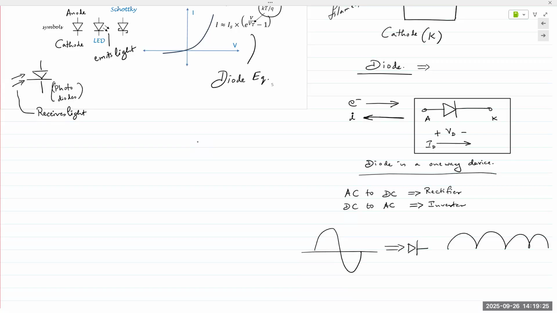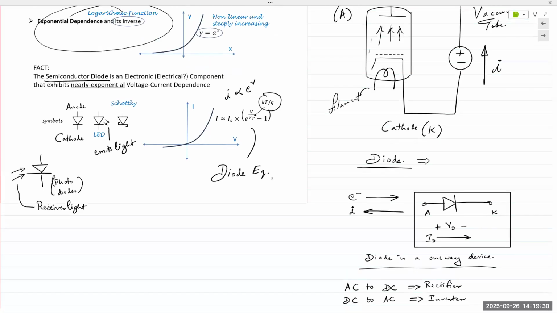Okay. That's a little bit tiny. Let me zoom it up. There you go.